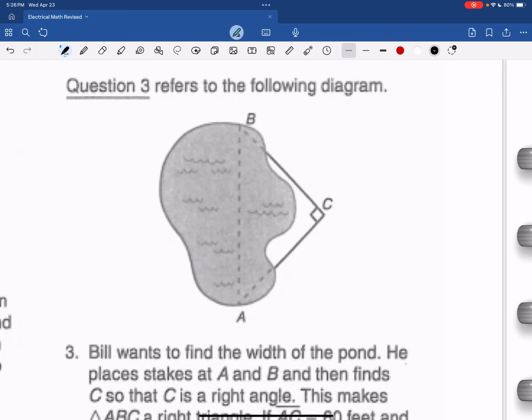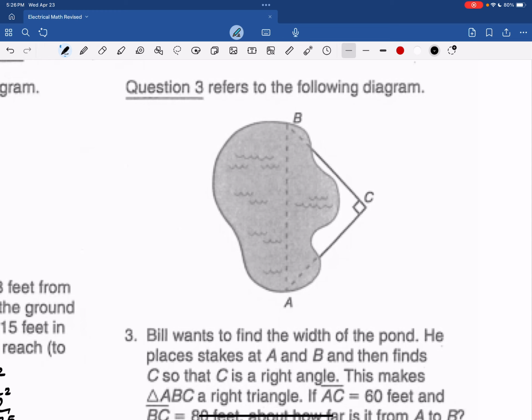Number 3 refers to the following diagram. So it looks like we have a lake or a pond, and there is a right angle right here at point C, given that those lines form a beautiful right triangle. There's your right angle. Go ahead and mark.